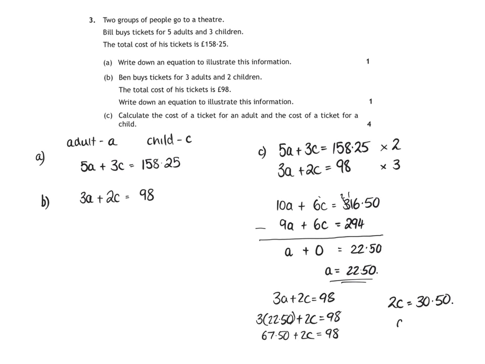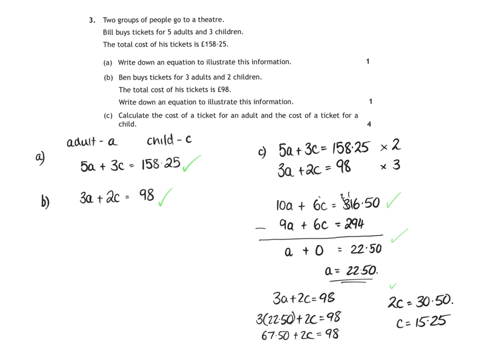So that means that C is £15.25. Right, so the marks for this question. You get 1 mark for your equation in A, 1 mark for the equation in B. You get 1 mark for showing that you've scaled your equations, so multiplied them up so that your C's or your A's are the same coefficient, so the same number in front of them. You get a mark for following a strategy to find your A and B, and then you get a mark for finding the correct A and C.